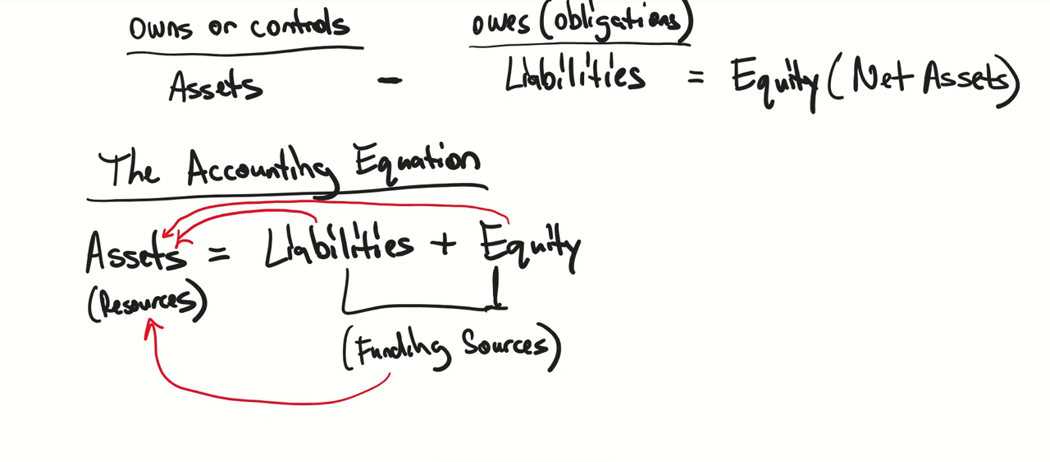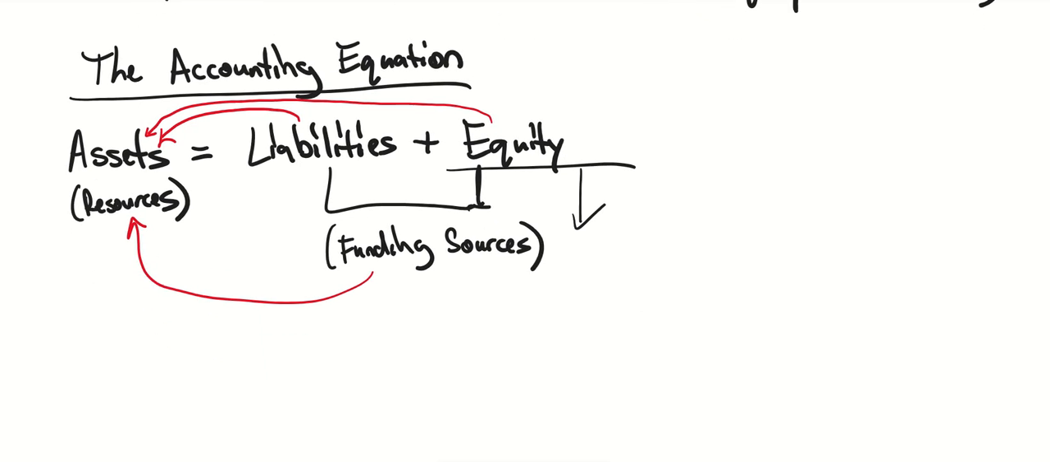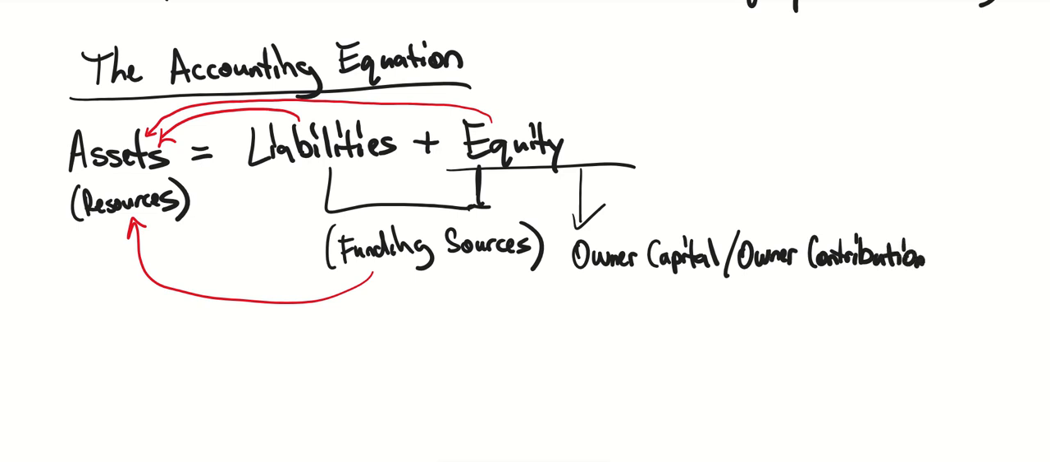Now, when it comes to equity, this section here is broken down into 4 components. Owner capital, which is 1. Owner capital, also known as owner contribution. Okay, this is when the owner comes in and makes contributions into the business so the business can operate. Then you have owner withdrawal. This is when the owner comes in and makes a withdrawal from the business for personal use.